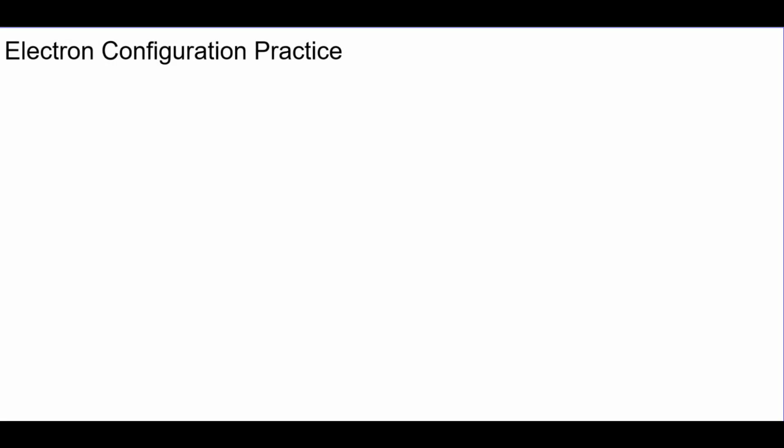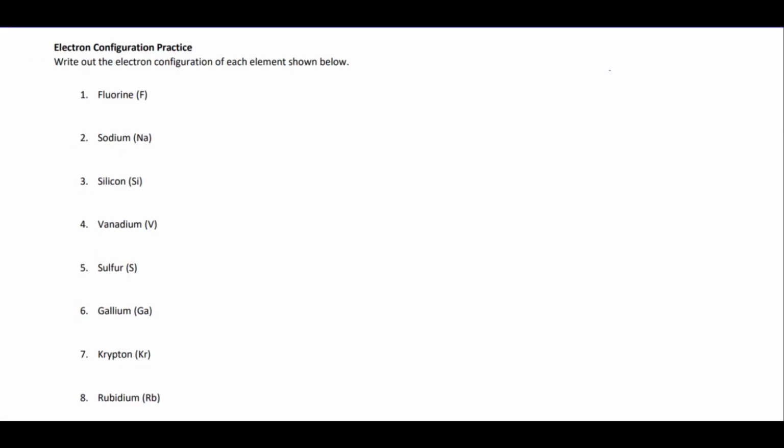I'm here today with some Electron configuration practice. Now you should have a worksheet for this, so if you got it, let's go ahead and get started. So at the top of the page, we're just going to write out the Electron configuration of each element shown below, and I'll just get you started with maybe the first two, and then you'll pause the video, try the rest of the problems, and check your work.